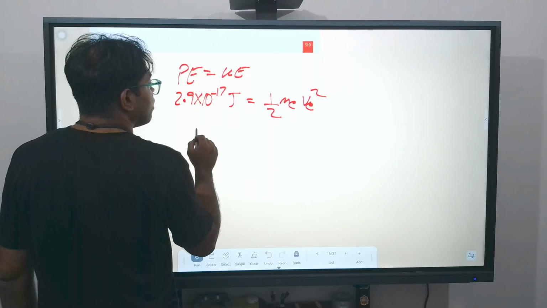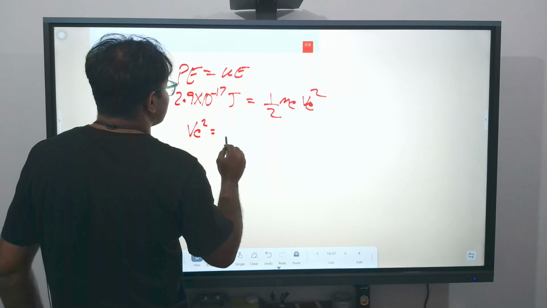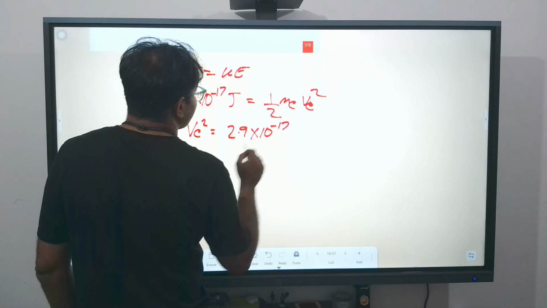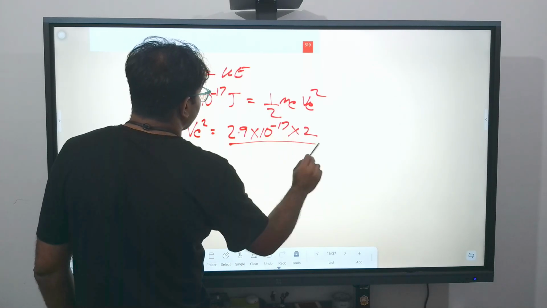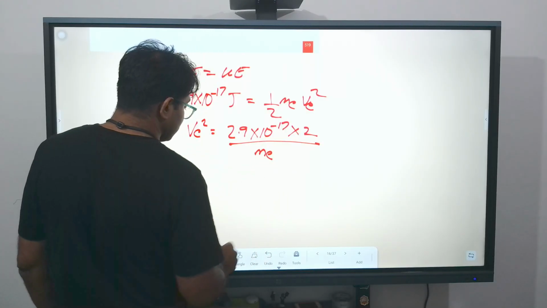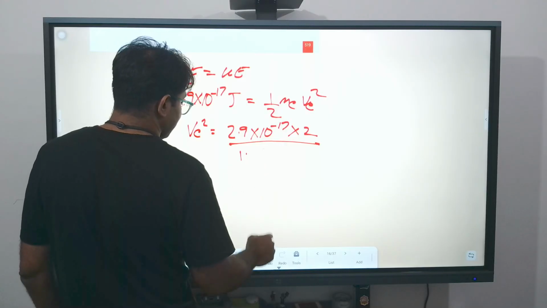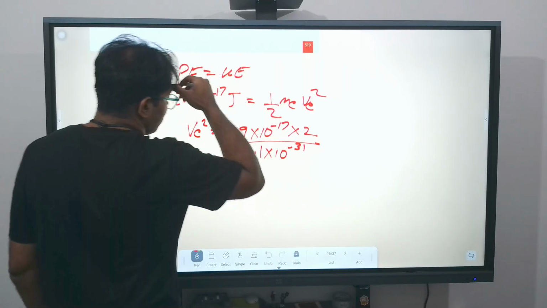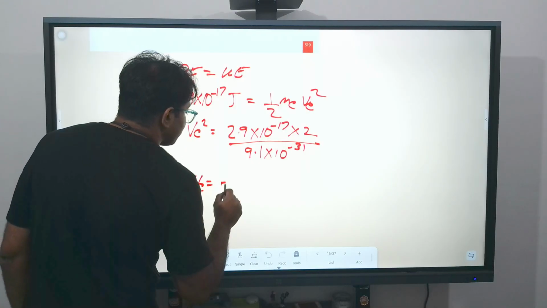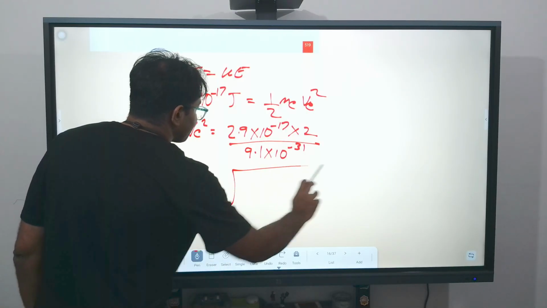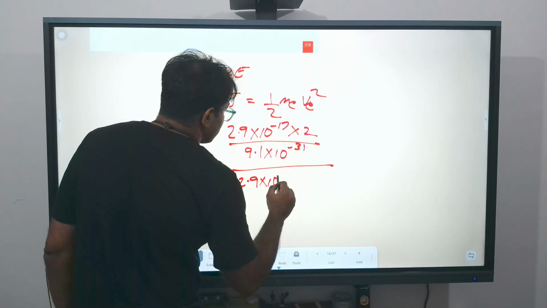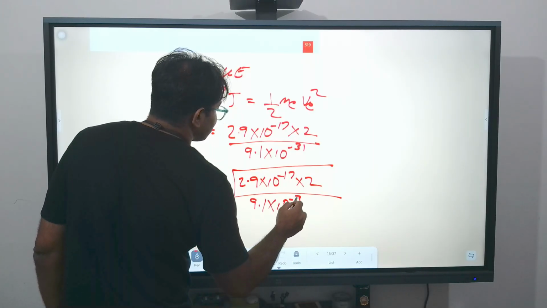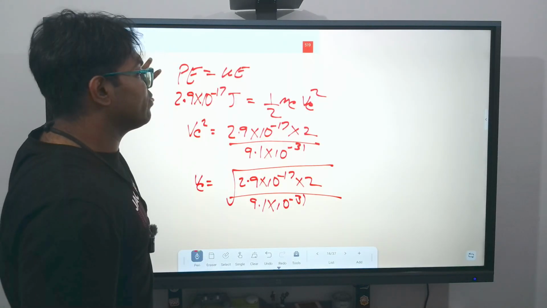So the velocity of the electron squared is equal to 2.9 × 10^-17 × 2 upon the mass of an electron, which is 9.1 × 10^-31. So v will become equal to the root of 2.9 × 10^-17 multiplied by 2 upon 9.1 × 10^-31. Once you feed this to the calculator, it will give you the answer.